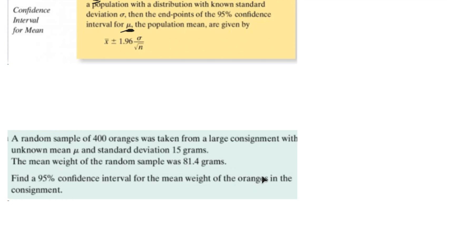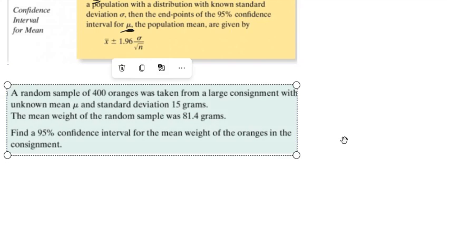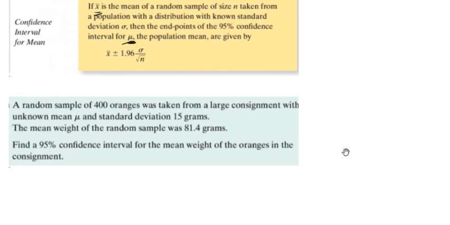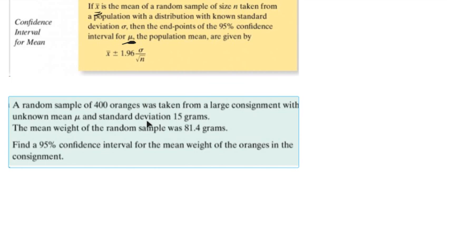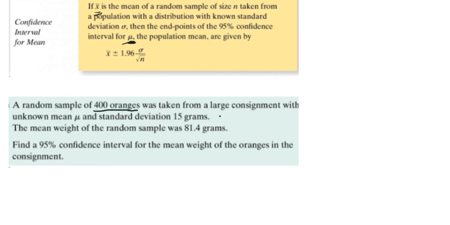So we'll just look at an example and I'll try to explain a bit more about what it's about. A random sample of 400 oranges was taken from a large consignment. So you're only picking out 400 oranges out of a big massive consignment with unknown mean. So you don't know what the mean of the total consignment is, but you do know the standard deviation, which is 15.